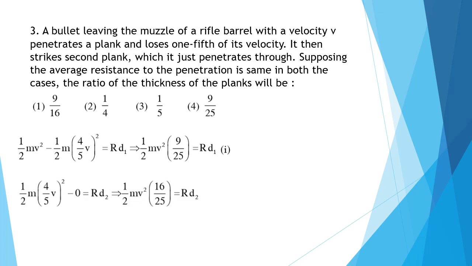Now the initial kinetic energy will be half m (4 by 5 v) square, and the final kinetic energy will be 0 because it's given it just penetrates through. So now we have R d1 and we have R d2. Now we can take the ratio. When we take the ratio, we get d1 by d2 is equal to 9 by 16. So the correct answer will be option 1.